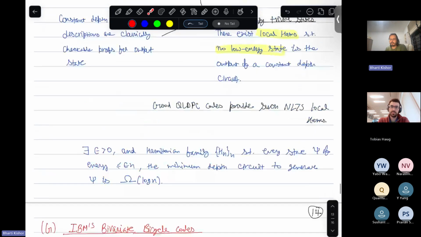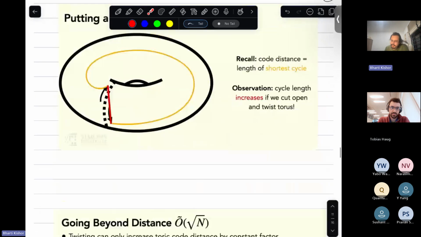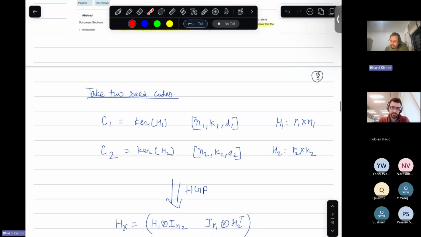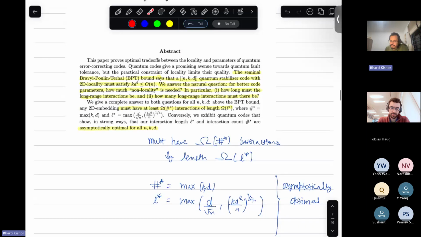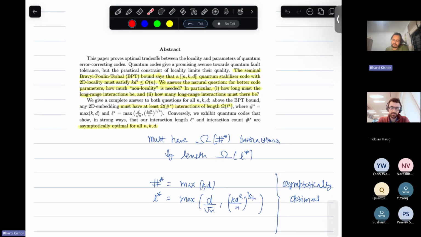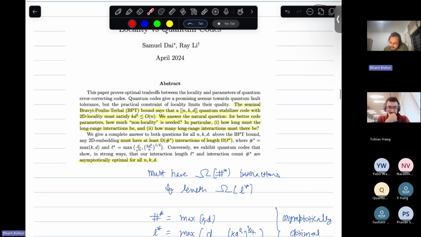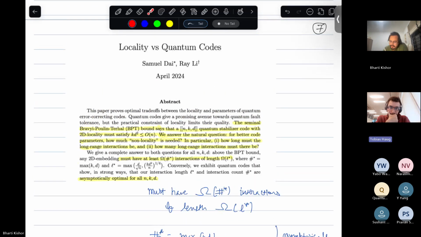So that's what this Dai paper was about. If you have this geometric locality constraint, then obviously you have to satisfy the Bravyi-Poulin-Terhal bound. But to achieve a particular n, k, d, you need non-local interactions of a certain length, and they basically quantified that, and they showed that it's asymptotically optimal. So this is Samuel Dai. This was just last year, yeah.